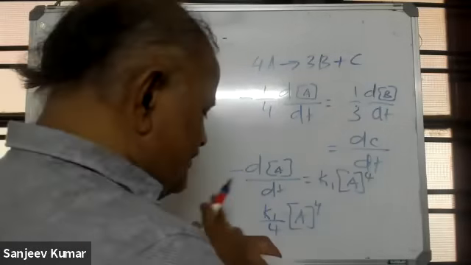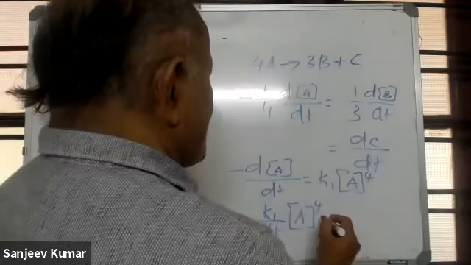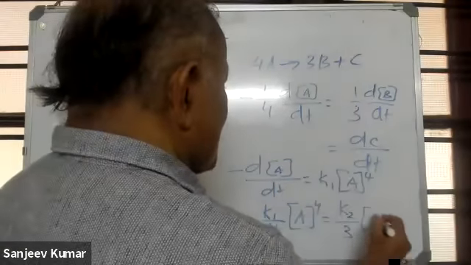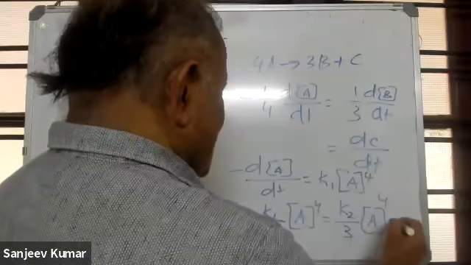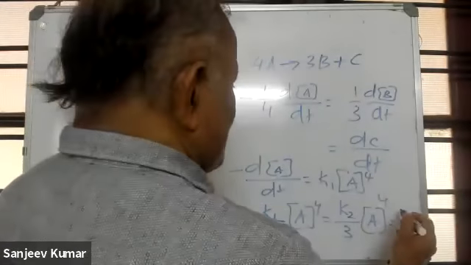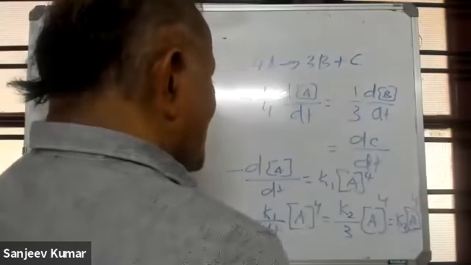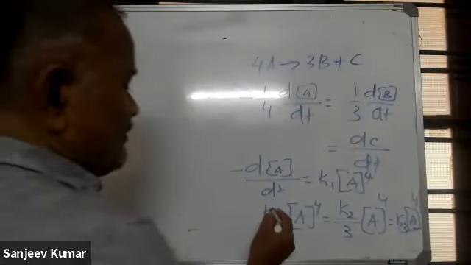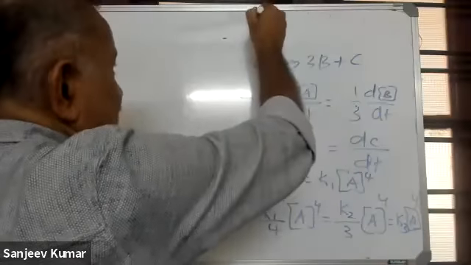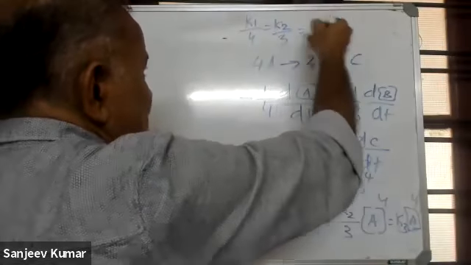Similarly, the equation with respect to B, dB by dt, is equal to K2 into A raised to 4, and therefore it is equal to K2 by 3 into A raised to 4. And with respect to C, it is equal to K3 into A raised to 4. Now we can see that K1 by 4 is equal to K2 by 3, which is equal to K3.